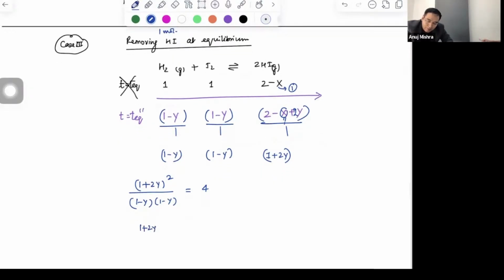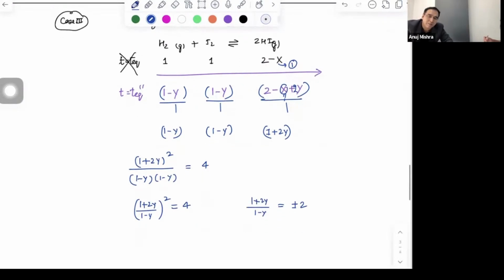It is 1 plus 2y upon 1 minus y whole square is 4. So mathematically 1 plus 2y upon 1 minus y is plus minus 2. Minus sign will not make much sense. But yeah, we always keep as a habit and to be mathematically correct. So this is the result. 1 plus 2y is 2 minus 2y. कितना आता है? 4y is 1, y comes 1 by 4. कितने आ रहा है? Take the minus sign.